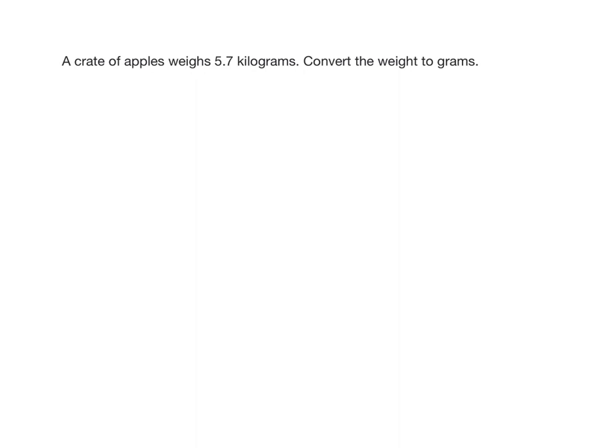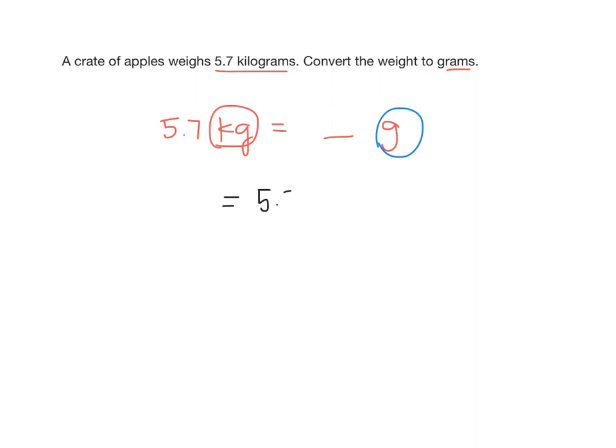Okay, this question says a crate of apples weighs 5.7 kilograms and we have to convert it to grams. So basically what it's asking us is 5.7 kilograms equals how many grams? We're converting from kilograms as our old unit to grams as our new unit. Okay, so it's really easy. All we have to do is follow the same pattern. Equals 5.7 copies of 1 of our old unit, which of course is kilograms. And then this is going to equal 5.7 copies of our new unit, which is grams.